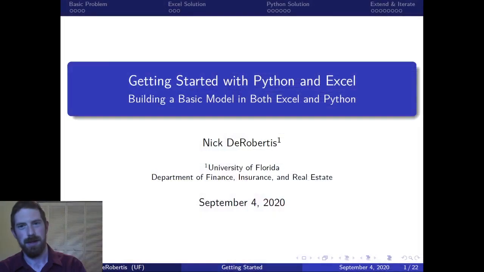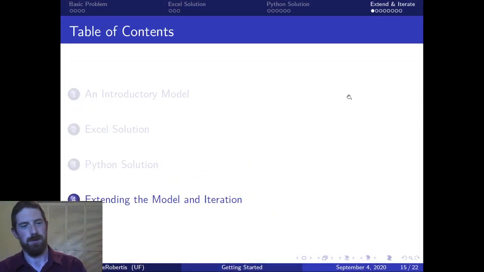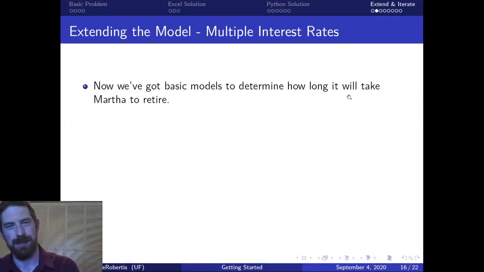Today, we're talking about basic iteration and how it applies to financial models. This is part of the segment, Getting Started with Python and Excel, where we're exploring building a basic retirement model in both Excel and Python. We've already built out the most basic Excel and Python models, and now we're looking at how we can extend those models. So we have the basic result.